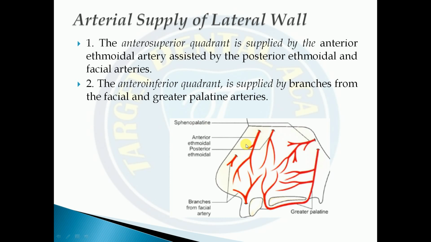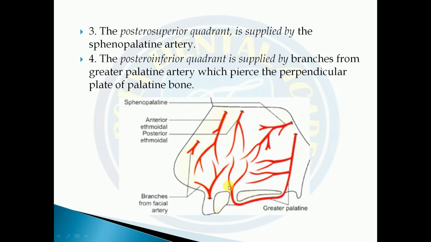Coming on to the arterial supply. The anterior superior quadrant is supplied by the anterior ethmoidal arteries and the posterior ethmoidal arteries, while the anterior inferior quadrant is supplied by the branches of the facial arteries. The posterior superior quadrant is supplied by the sphenopalatine artery, while the posterior inferior quadrant is supplied by the greater palatine. So this part is the anterior superior, this is anterior inferior, this part is the posterior superior, and this part is the posterior inferior.